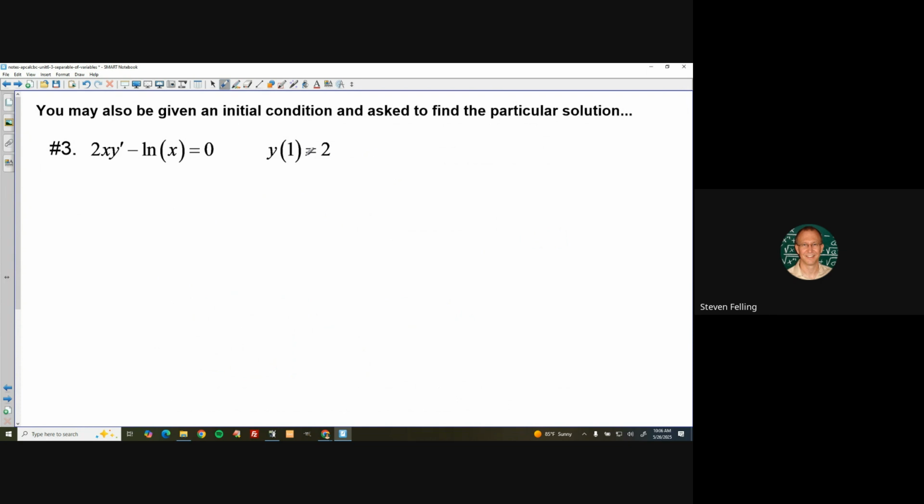And then you also may be given an initial condition, and anytime you are given an initial condition like that, that means we want to solve for the c at the end of the problem. So let's go ahead and solve this problem, and you can go ahead and try this on your own if you like.